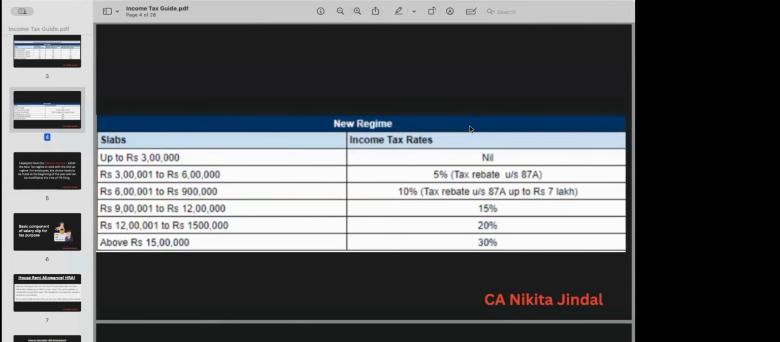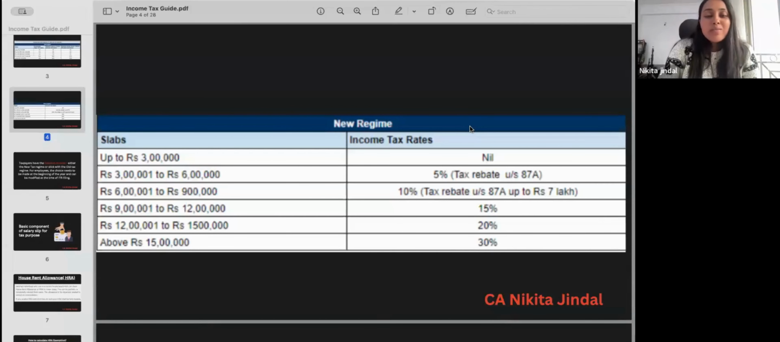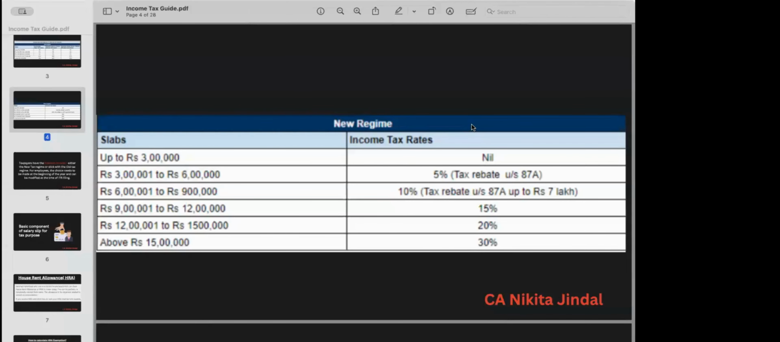Okay, next question. Can you help with the process of investing in NPS? So please, this will take time. You can mail me this. I have given my mail ID. Okay.